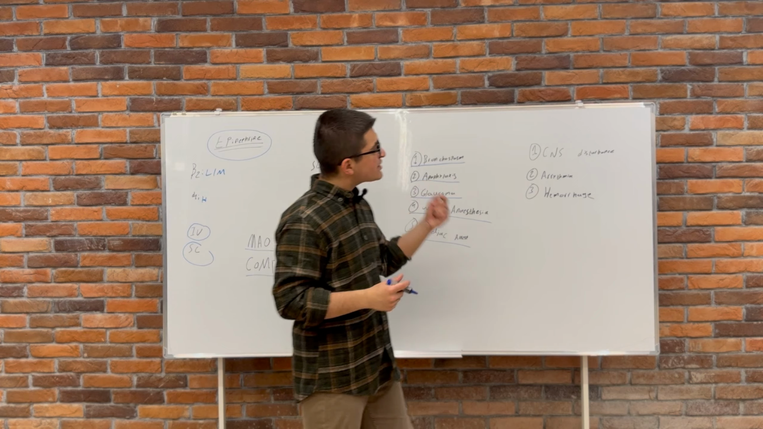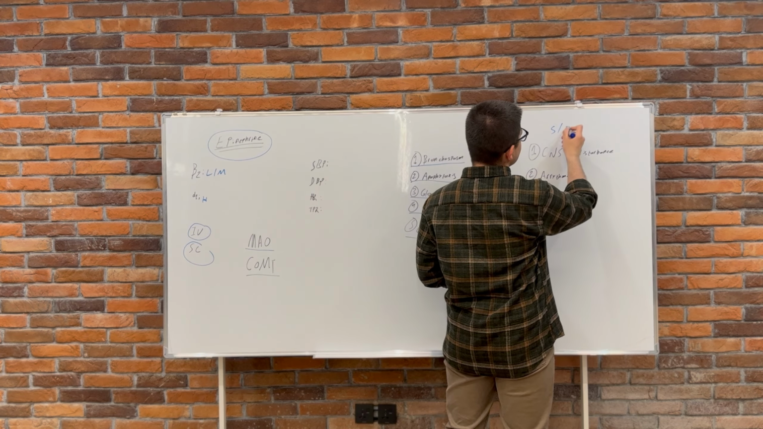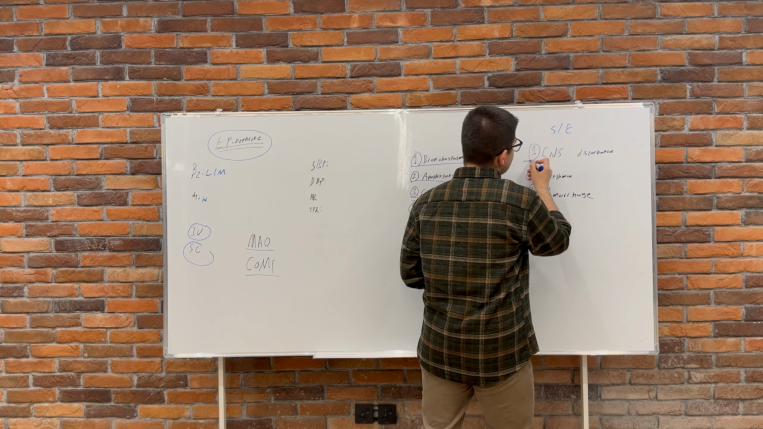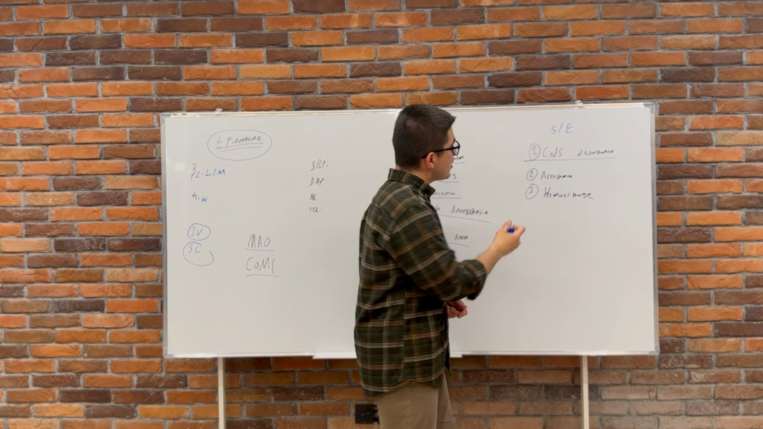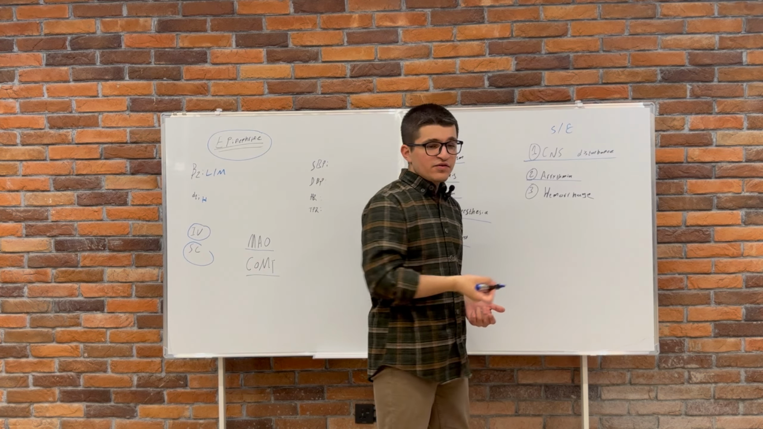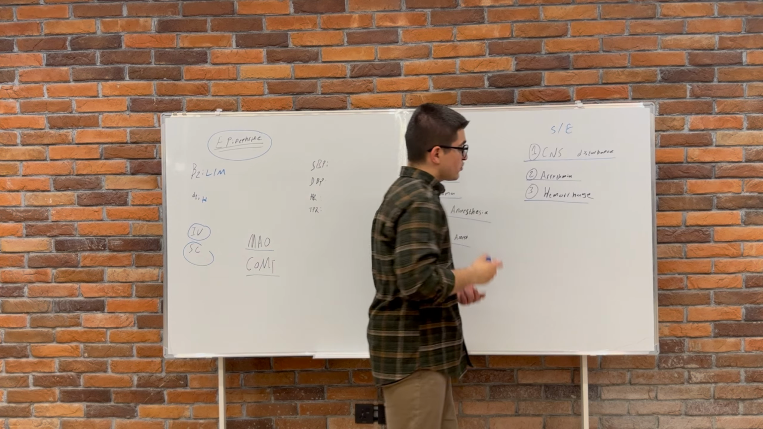So what are some common side effects of epinephrine? These are side effects, by the way. Epinephrine may cause CNS disturbance. It may lead to arrhythmia, or epinephrine may cause hemorrhage, so you should consider this.